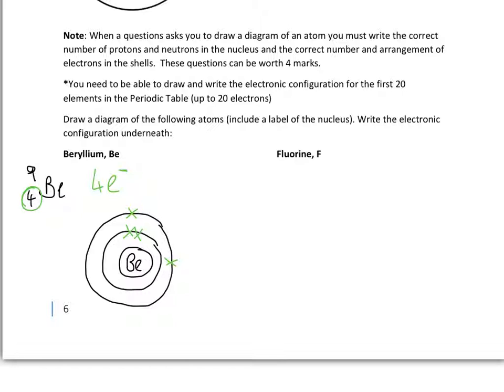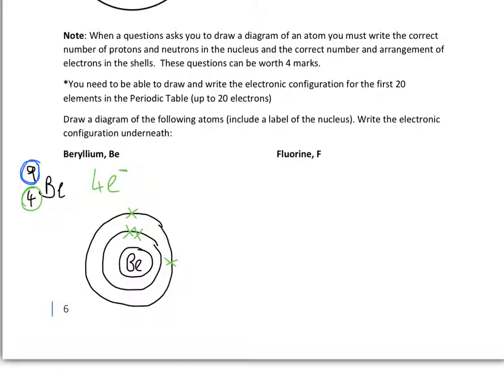So just be really careful always to use your atomic number and not your mass number. Some people make the mistake of using the mass number as the number of electrons, but then you're going to have far too many electrons. Okay, we can also write this in the written form.